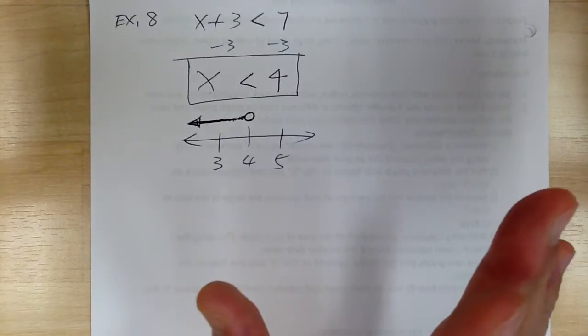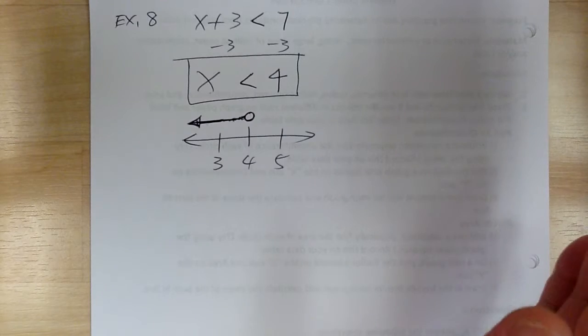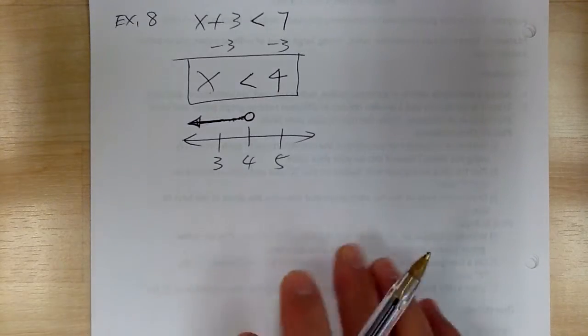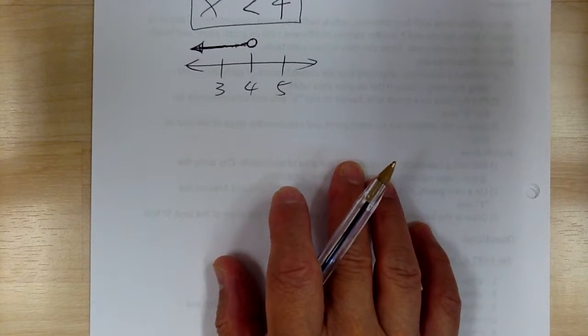Now, when you're doing inequality, to avoid confusion, you want to always put the variable on the left-hand side. Okay. So let's go to example 10.